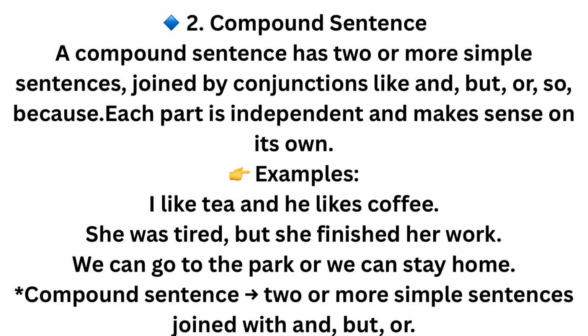Second is compound sentence. A compound sentence has 2 or more simple sentences, joined by conjunctions like and, but, or, so, because. Each part is independent and makes sense on its own. Examples: I like tea and he likes coffee. She was tired, but she finished her work. We can go to the park or we can stay home. The structure: there are 2 or more simple sentences joined with and, but, or.